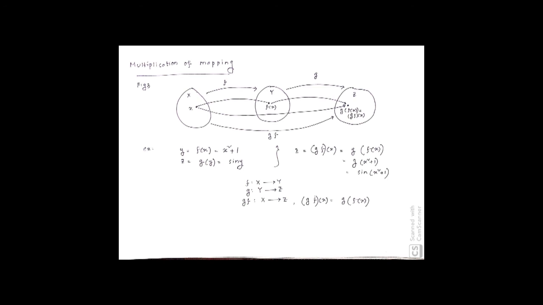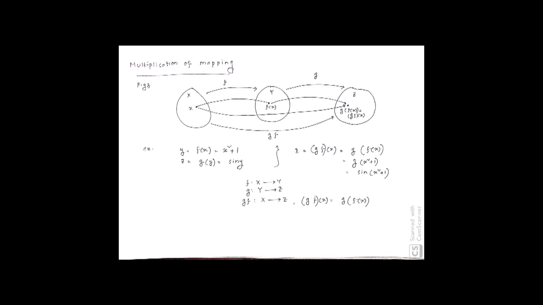So I am again repeating, we have an element small x in capital X. The function f takes it to the element f of x in capital Y, and then the function g maps this f of x to g of f of x in Z.